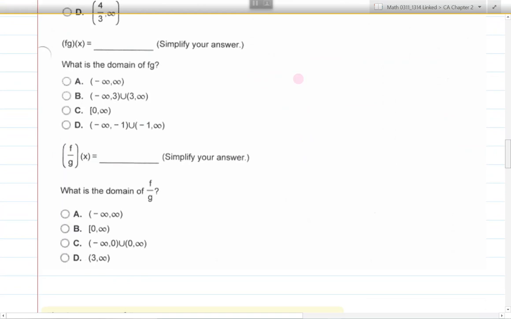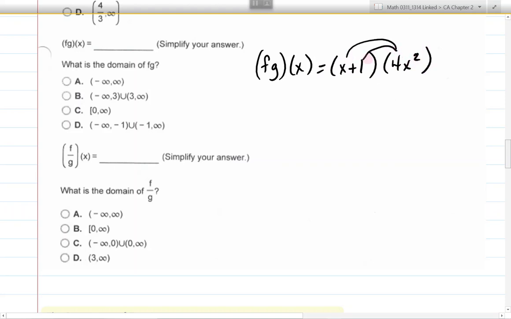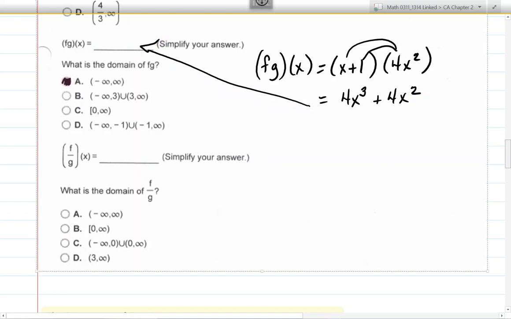The product, f g of x, is the f function times the g function. This time I'll use distributive property from the right side. That's going to give me 4x to the third plus 4x squared. That's my product function, and the domain continues to be all real numbers.